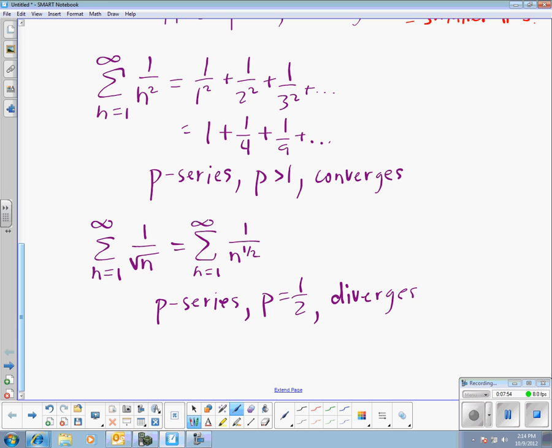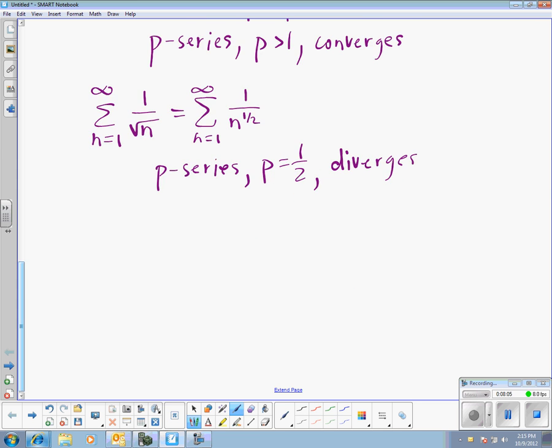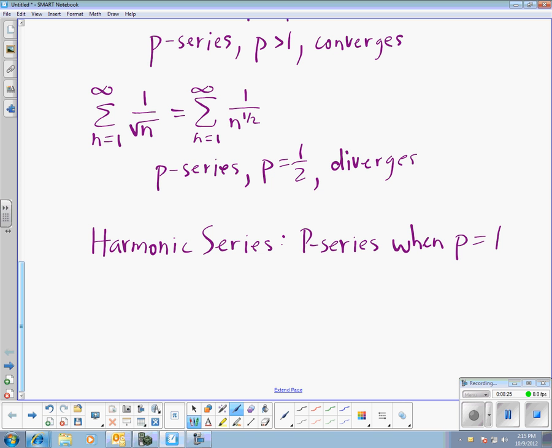Again, you've got smaller values for your p, which means smaller values on the bottom, which means bigger values overall, and bigger values are more likely to diverge. So that is almost it. I just want to talk about the fine line real quick. This is called the harmonic series. And by definition, the harmonic series is a p-series when p equals 1, that cutoff point.